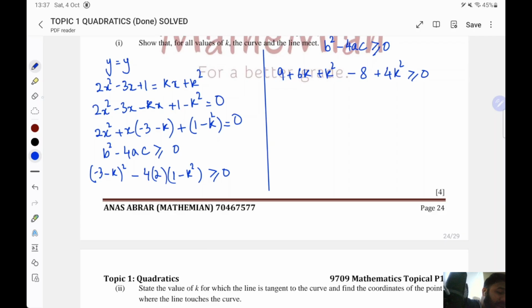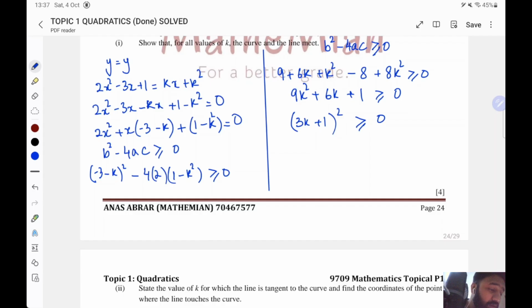No, it will be 8k². Yeah, it will be 8k². So it will become 9k² + 6k + 1 ≥ 0. So this is the equation we have. Now we can see this is the identity directly. This is (3k + 1)² ≥ 0.